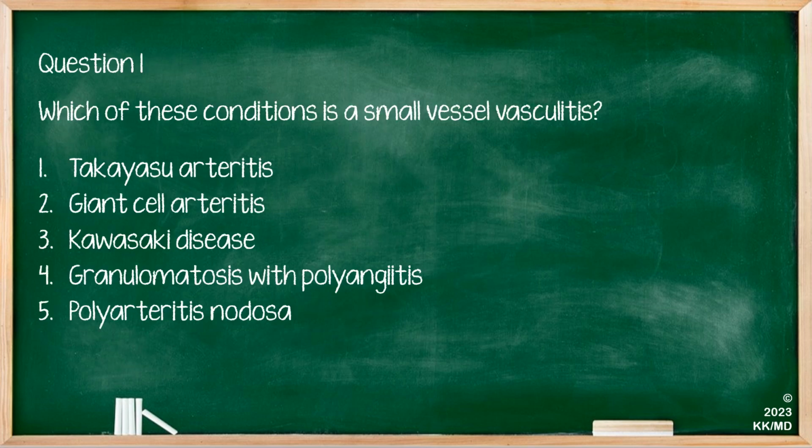So now a question which may come up in one of your MCQ exams. So which of these conditions is a small vessel vasculitis? So the options are Takayasu arteritis, giant cell arteritis, Kawasaki disease, granulomatosis with polyangiitis, and polyarteritis nodosa. So you will remember from the Chapel Hill classification and the diagram which we discussed earlier, that granulomatosis with polyangiitis, out of those 5, is the one which is a small vessel vasculitis.